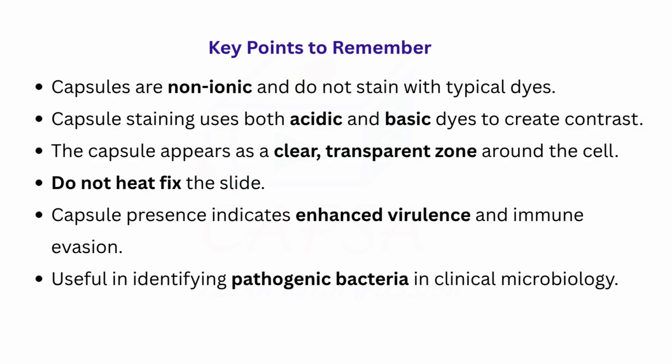To wrap up, let's summarize what we have learned today. Capsule staining is a method used to visualize bacterial capsules that are otherwise invisible under standard staining. The capsule is a protective non-ionic structure that plays a key role in bacterial survival and virulence. Using a combination of acidic stains for the background and basic stains for the bacterial cell, we create contrast where the capsule appears as a clear halo. Understanding and applying these techniques is essential for identifying pathogens in a clinical setting and for mastering microbiology lab skills.